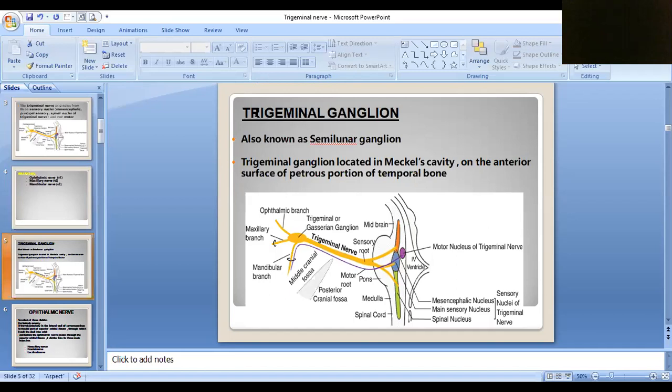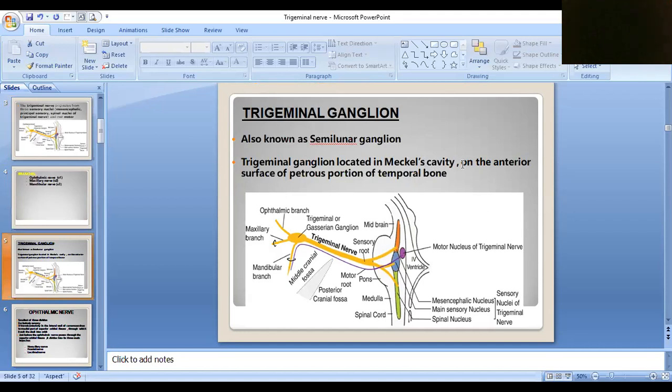Yes, before going to the branches, we have to discuss the trigeminal ganglion. The trigeminal ganglion is a semilunar shaped ganglion. So it's not a rounded ganglion like in this diagram. It's a semilunar shaped ganglion, and it is located in Meckel's cave. Okay, Meckel's cavity, or Meckel's cave.